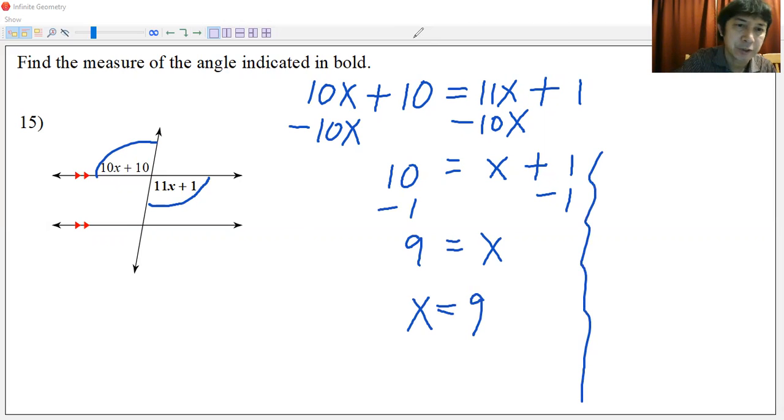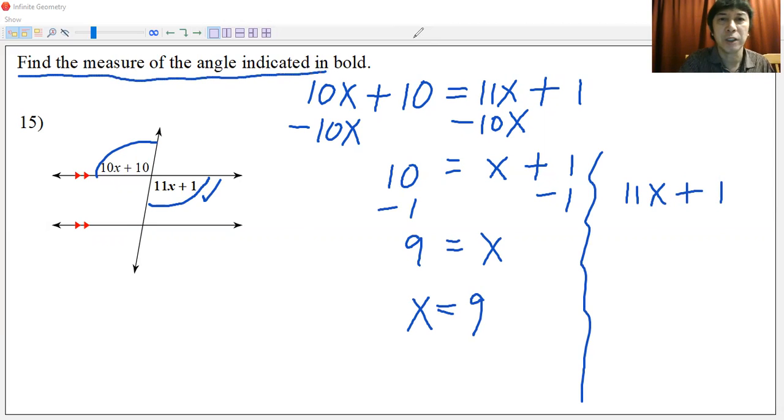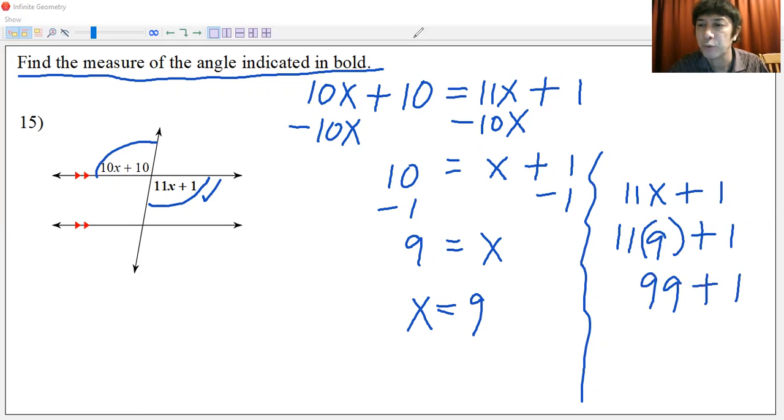Now for the required, of course, is the one over here, 11x plus 1. Remember, the instruction is find the measure of the angle indicated in bold. So the darker numbers and letters will be the expression that we're going to use, and that's 11x plus 1. Now we have the x. That's 11 times 9 plus 1. So this is 99 plus 1 gives 100. 100 degrees must be the answer.